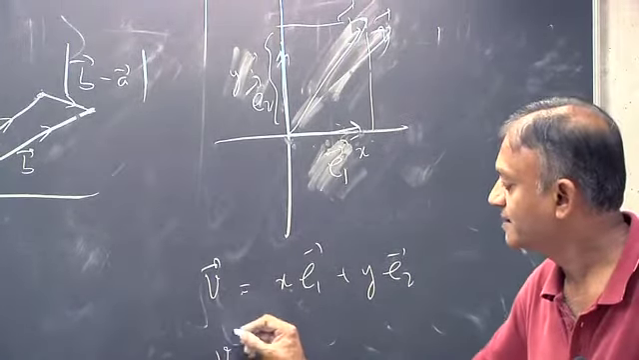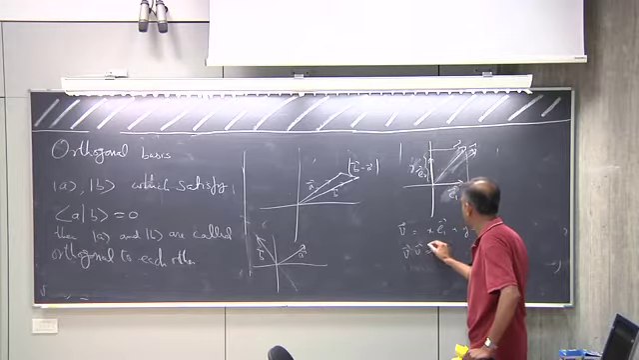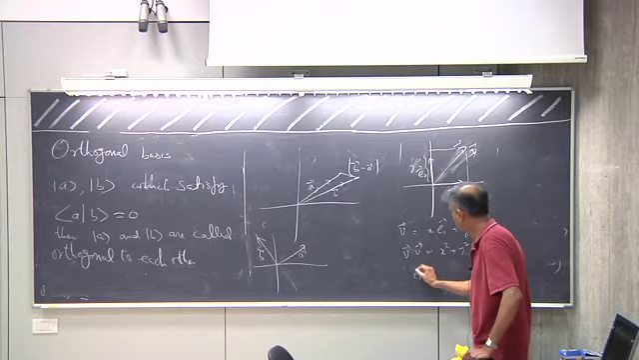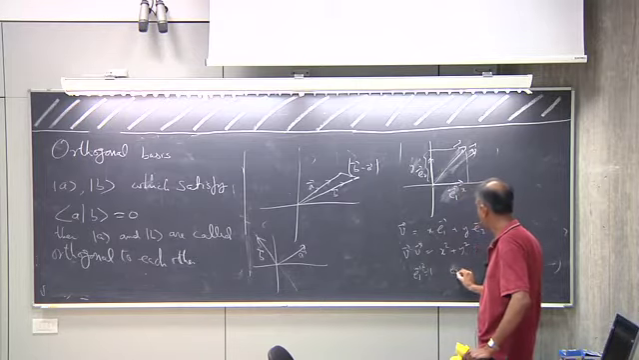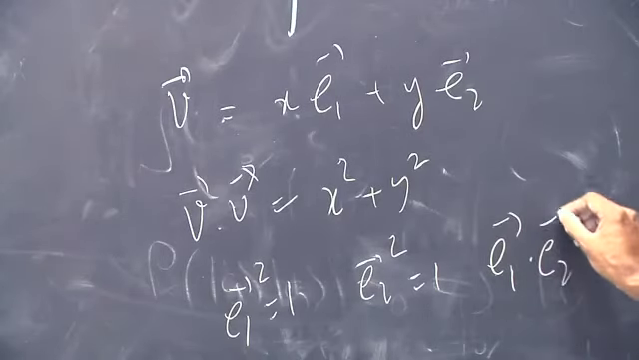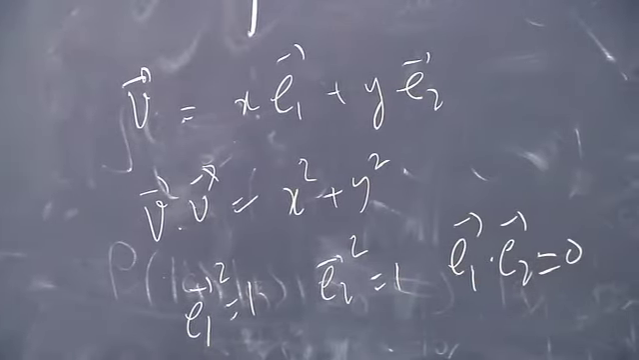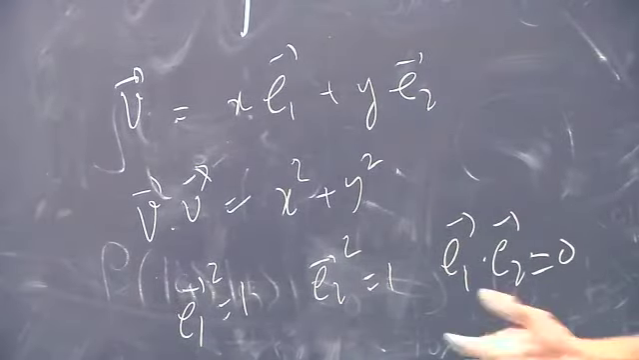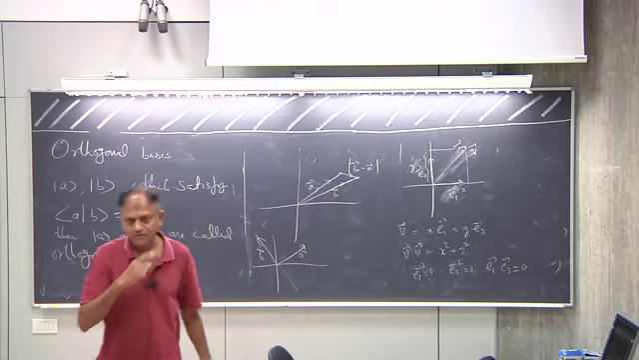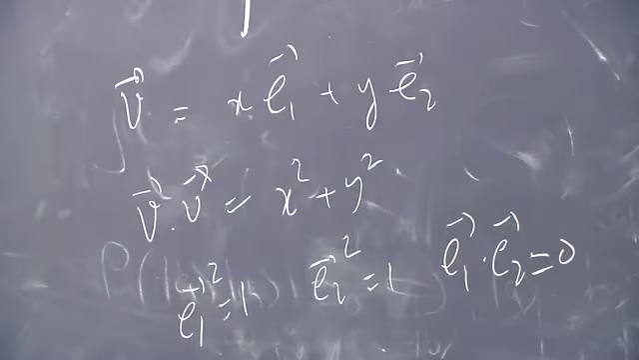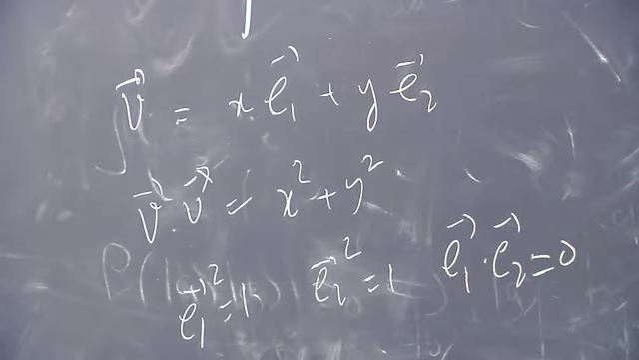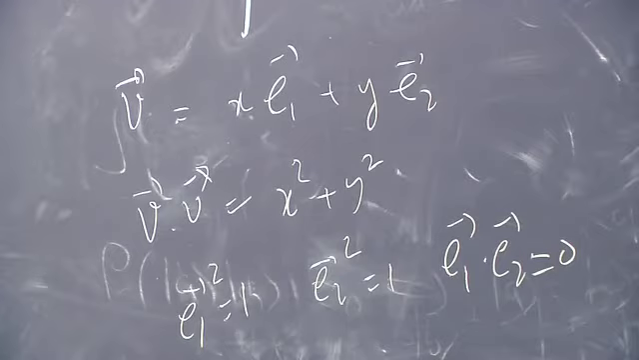And then v squared, the length v dot v, is simply x squared plus y squared, right? Because E1 squared is 1, E2 squared is 1, and E1 dot E2 is 0. This is the reason why you have x squared plus y squared. So it's much more convenient. In fact, in quantum mechanics, you will many times be using the orthogonal basis. Because of this, everything becomes simpler. All the formulae become much simpler if you use an orthogonal basis.